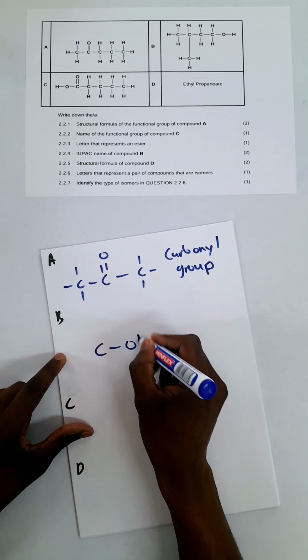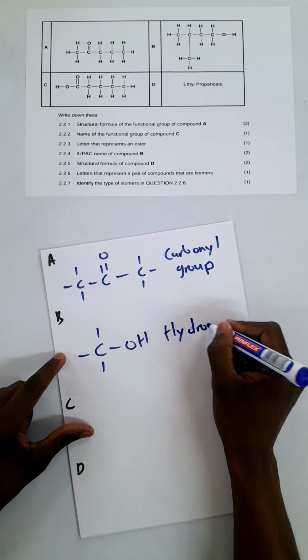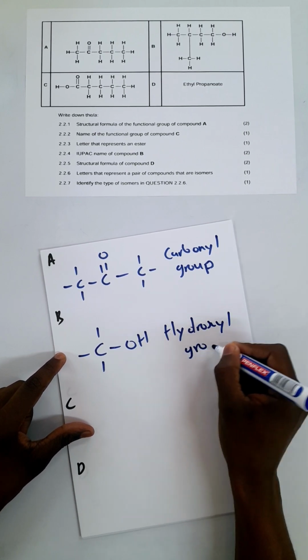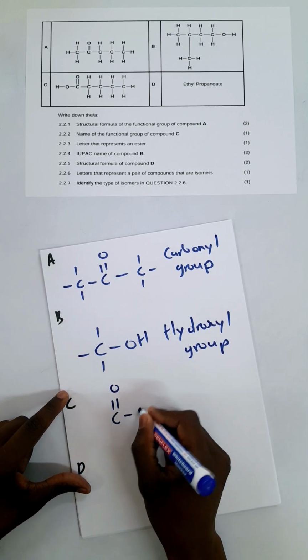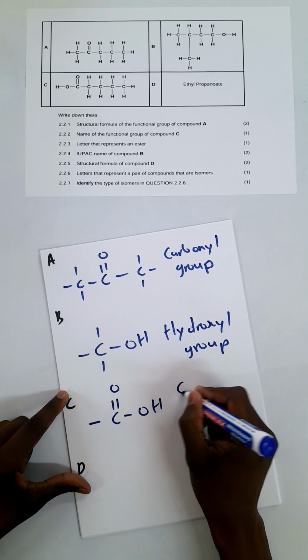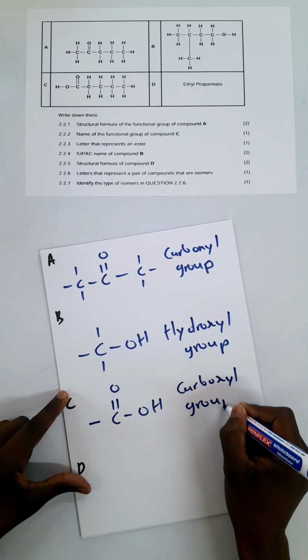The structure of the functional group of alcohols is the hydroxyl group. This is it over here. This is a hydroxyl group. The structure of the functional group of the carboxylic acid is a carboxyl group. This is a carboxyl group here.